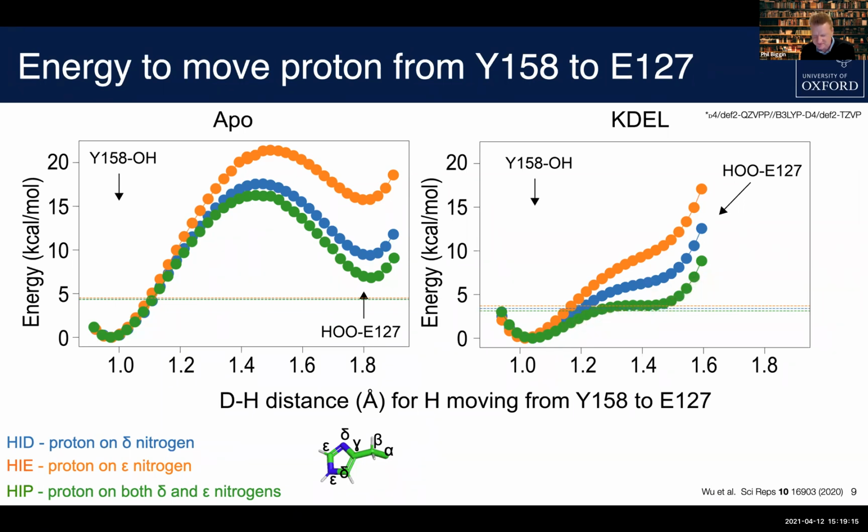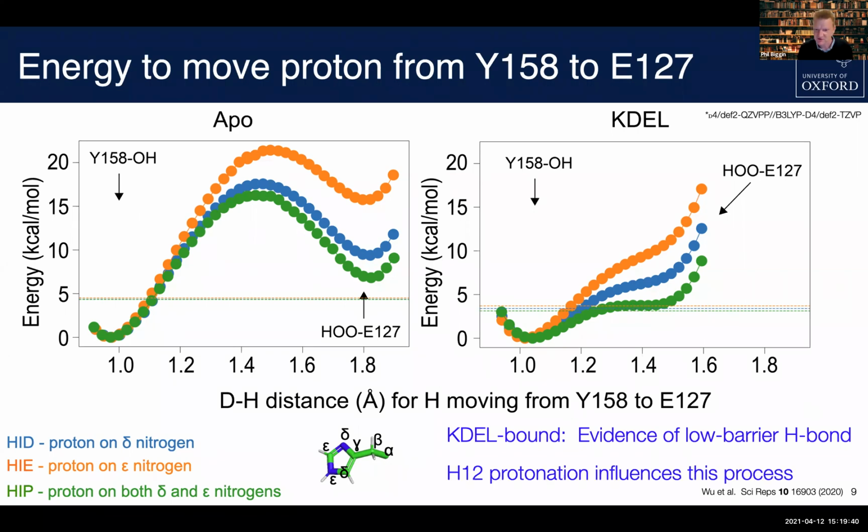Just for a little background, these dashed lines are the so-called zero-point energy, which is the energy associated with an OH vibration. So the barrier is about the same energy as an OH vibration. It's pretty flat, so there's no real barrier. That supports the idea that this is a low barrier hydrogen bond, and moreover supports the idea that the protonation of H12 influences that process and really favors it.